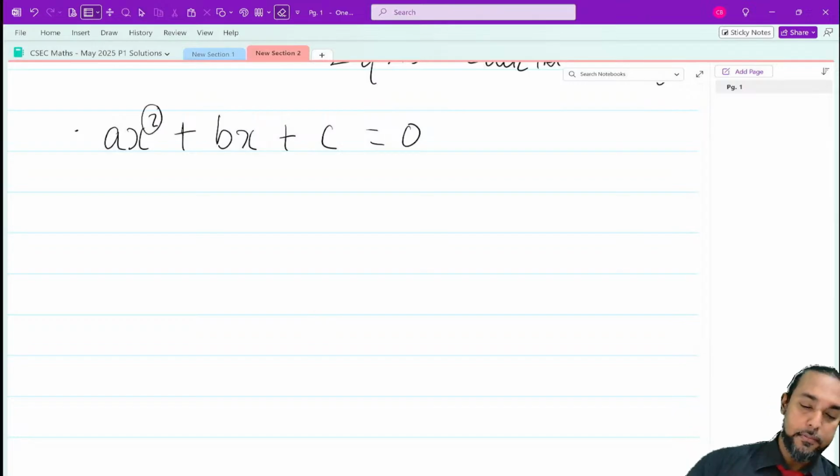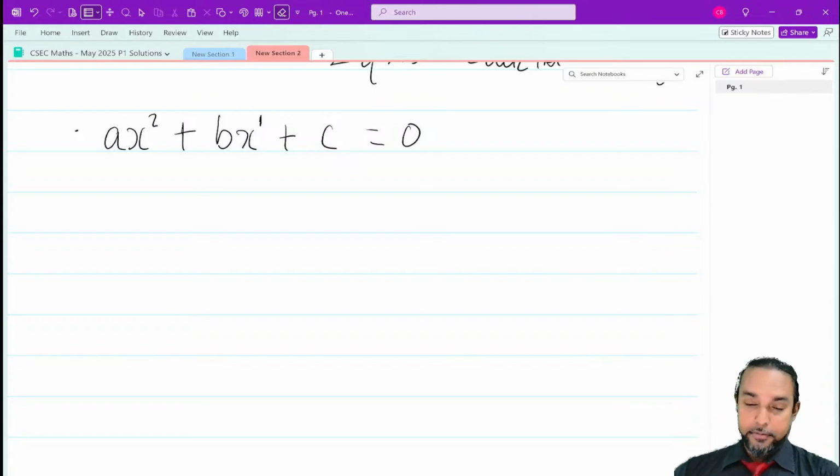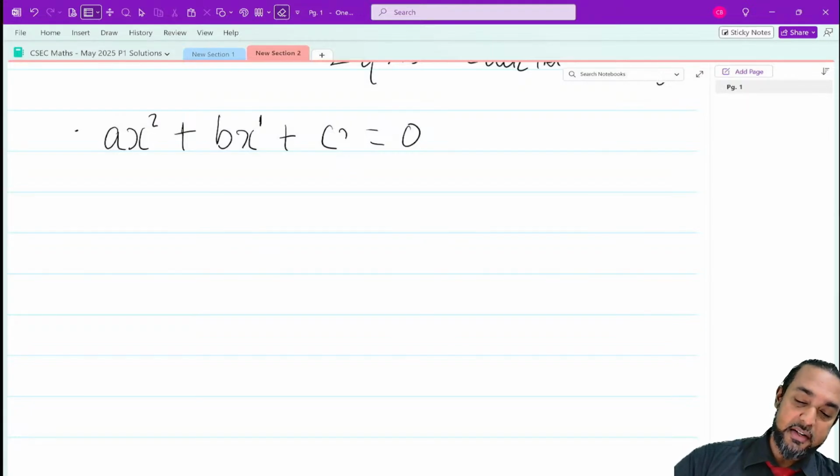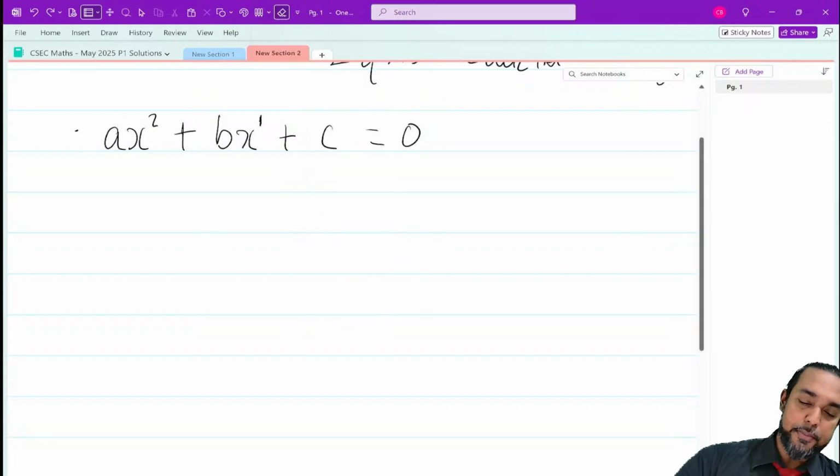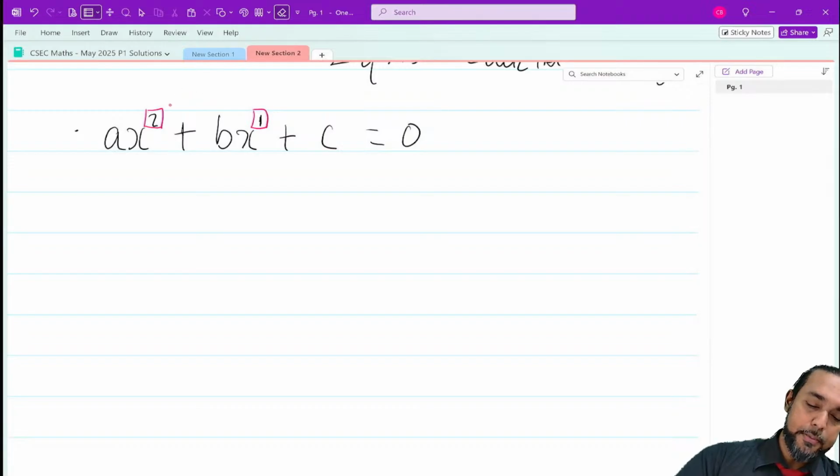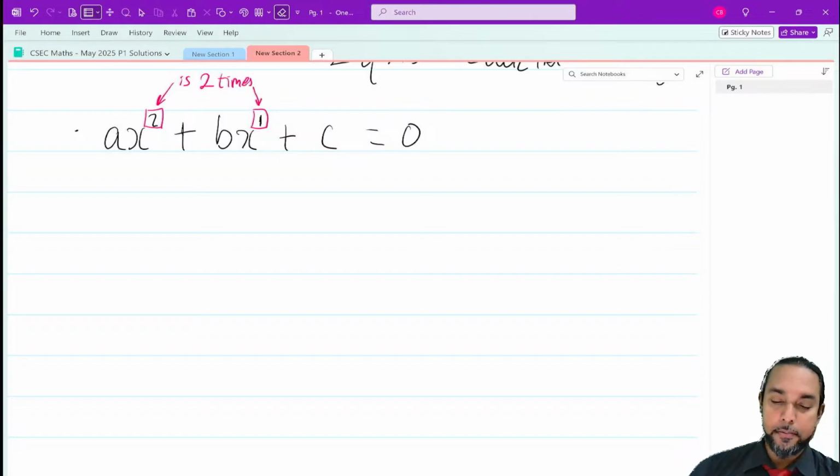What power is this? That's 2, right? There's no power explicit here, so what power is understood? 1. Correct. And then there's no x term there at all, but technically you can put x to the power 0. That's not relevant to what we're doing. What we do need to observe is the relationship between the powers. This power here is always 2 times the power of the next term, or double that power.